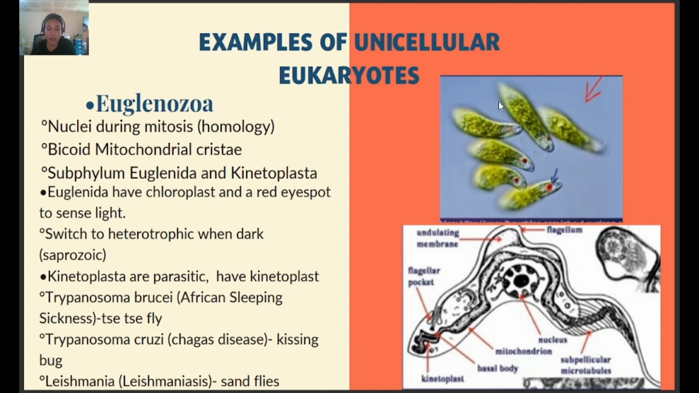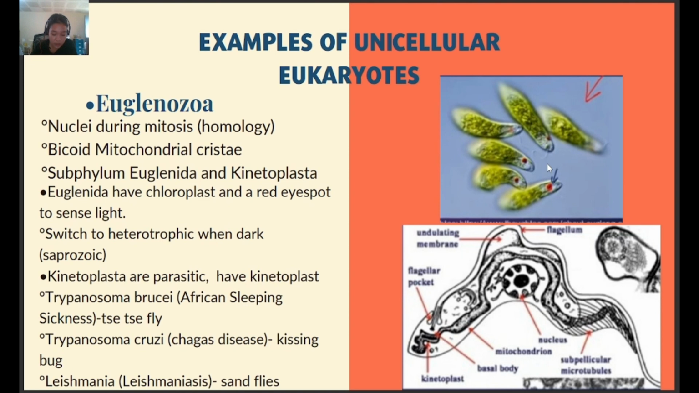If you put them in the dark for a long time, you can actually make them get rid of their chloroplasts. Originally their color is green because they have many chloroplasts, but if you keep them in the dark for a long time, the chloroplasts disappear. So their color is no longer green, and they become transparent. Another feature is a red spot or red circle. If they switch to heterotrophic, they are called saprozoic.